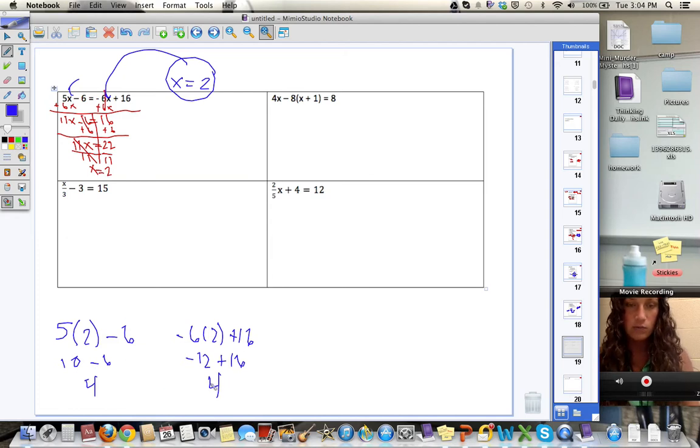If I got 4 equals 9, that means my answer of 2 would be wrong. If this was 4 and this was 9, they're not the same number, I would have been wrong. I would have to go back and check my work.